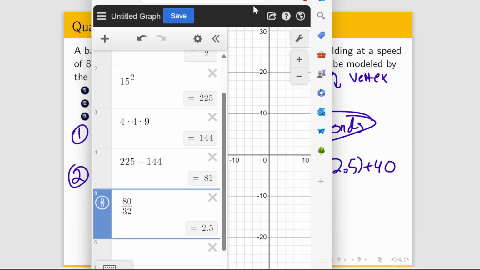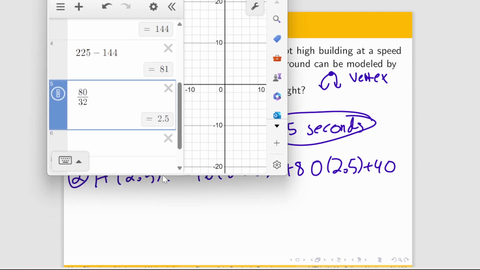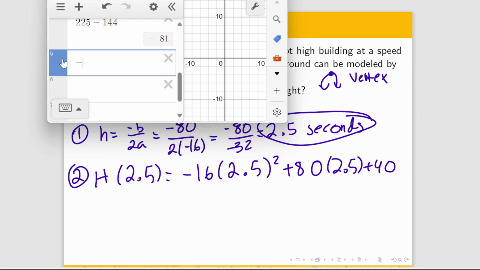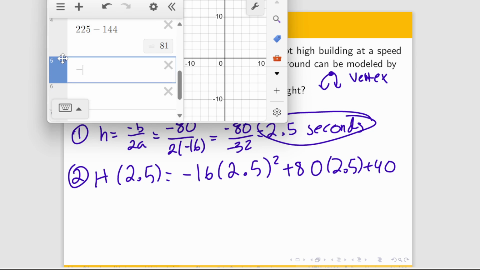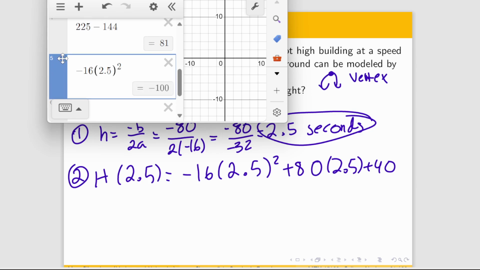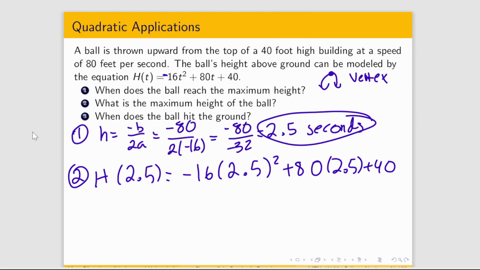I was trying to see if there was a way I could get this to sort of show up neatly with everybody in there. There we go. Okay. So we're going to plug in negative 16 correctly times 2.5 squared plus 80 times 2.5 plus 40. So that looks like the maximum height would be 140 feet.